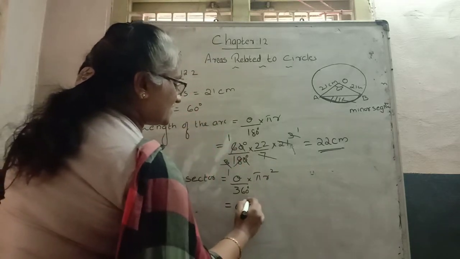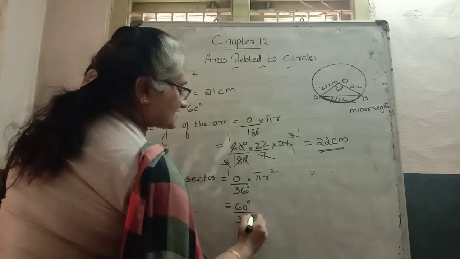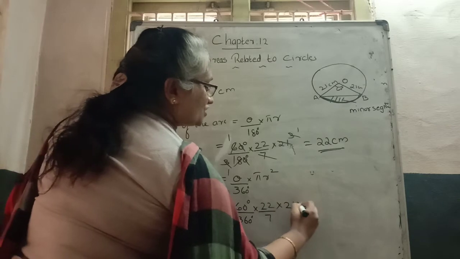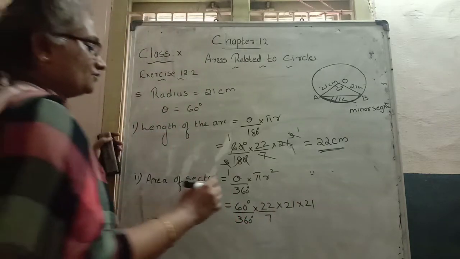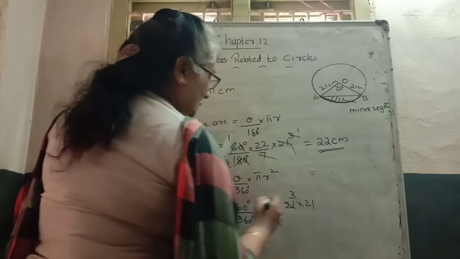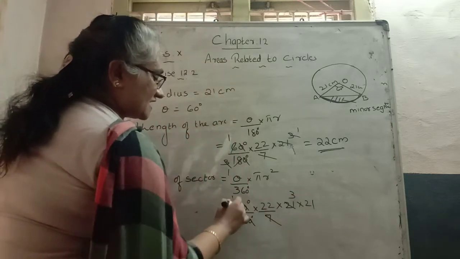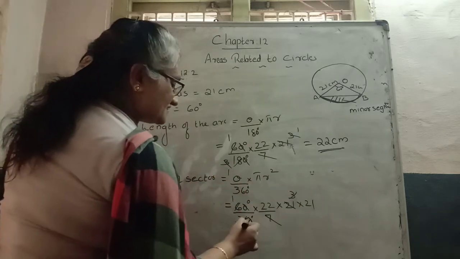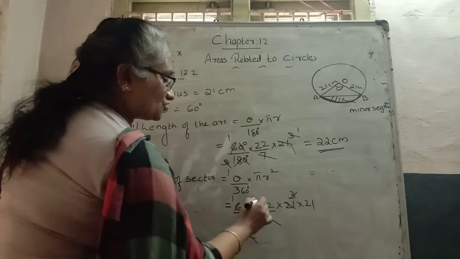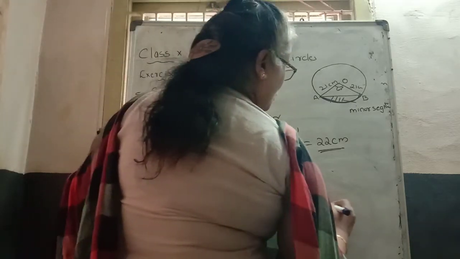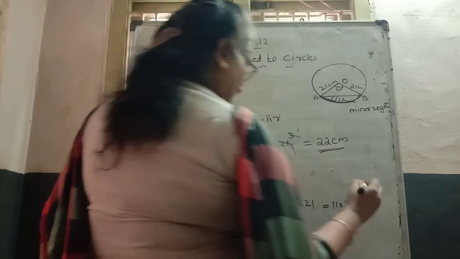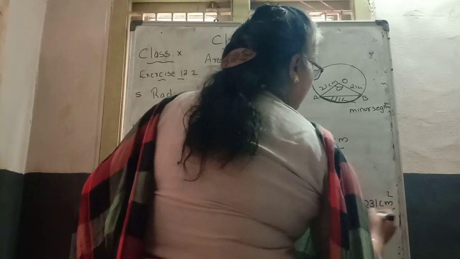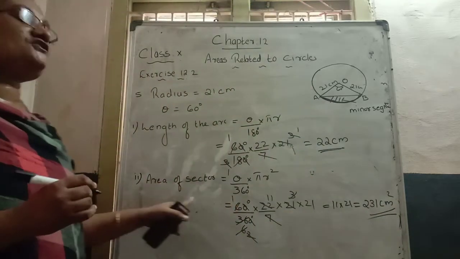Theta place theta value 60 by 360 into pi place 22 by 7 into radius place 21 into 21. Substitute: 7 and 21, 3 times. 0 0 cancel. 6 ones are 6, 6 sixes are 36, 6 times. Then 3 and 6 cancel, 2 times. 2 and 22 cancel, 11 times. So remaining how much? 11 into 21. 11 into 21 because how much? 231 centimeter square is the area of the sector.